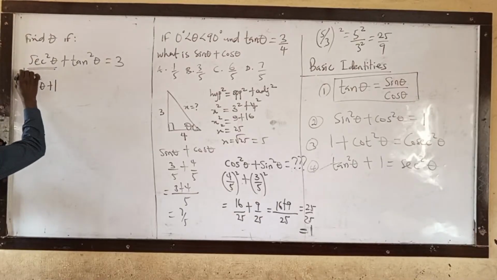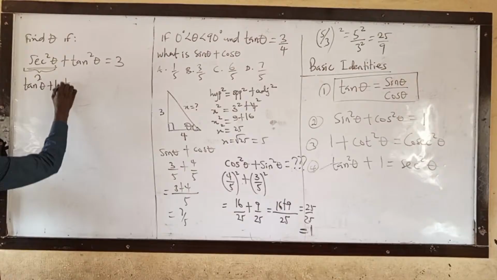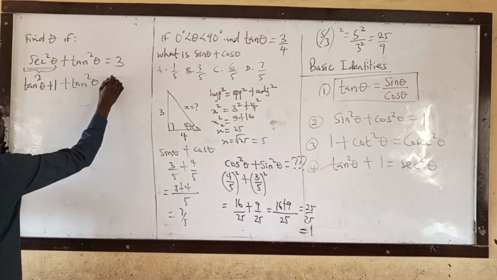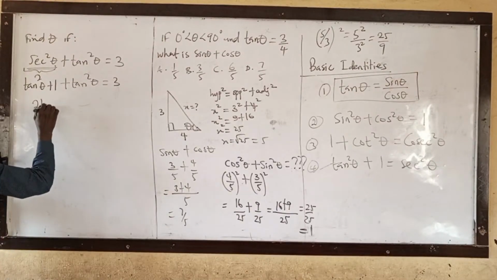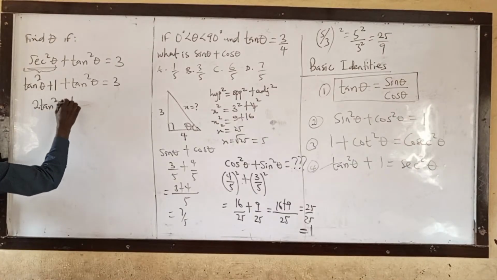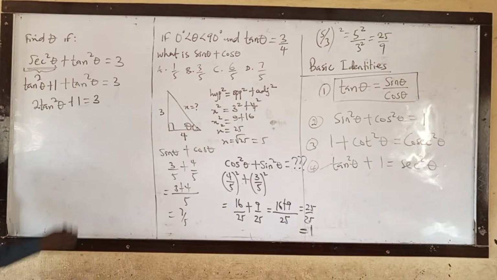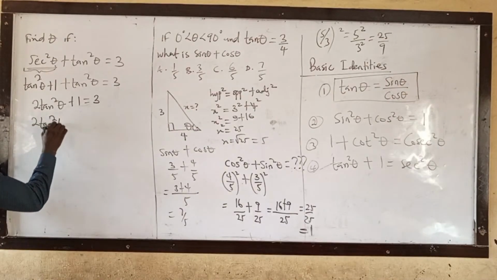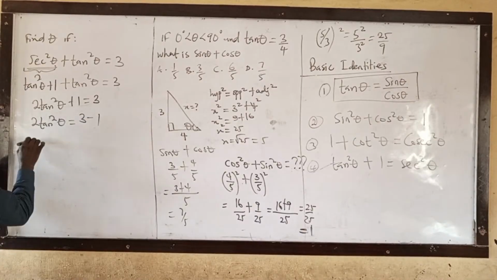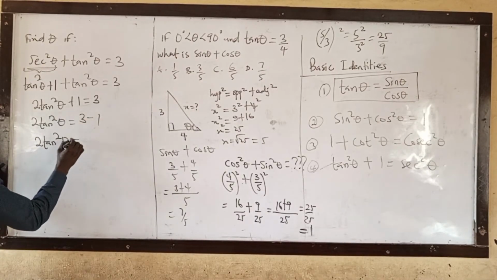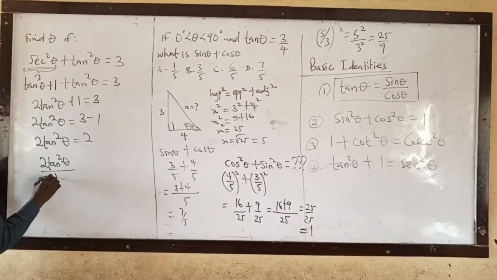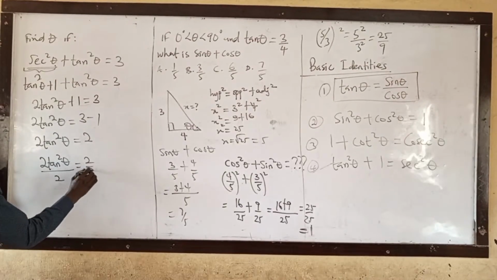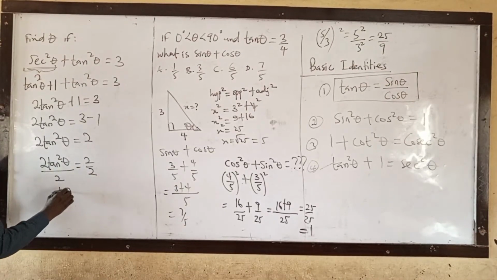It means everything here is this. I have tan squared theta plus tan squared theta, that will be 2 tan squared theta plus 1 equals 3. I have 2 tan squared theta equals 3 minus 1. 3 minus 1 is 2. I will now divide both sides by 2. I have 2 tan squared theta over 2, because 2 over 2 cancels. That will be tan squared theta equals 1.